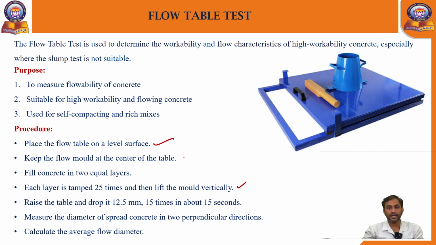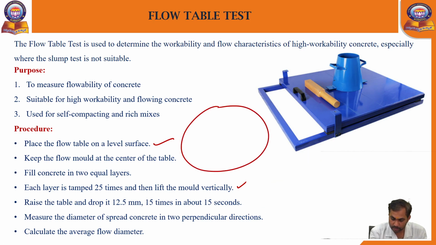What will happen? Slowly the concrete will collapse and spread over the entire flow table. Measure the diameter of the spread concrete in two perpendicular directions. This is one direction; you measure this direction also. Both should be nearly equal.